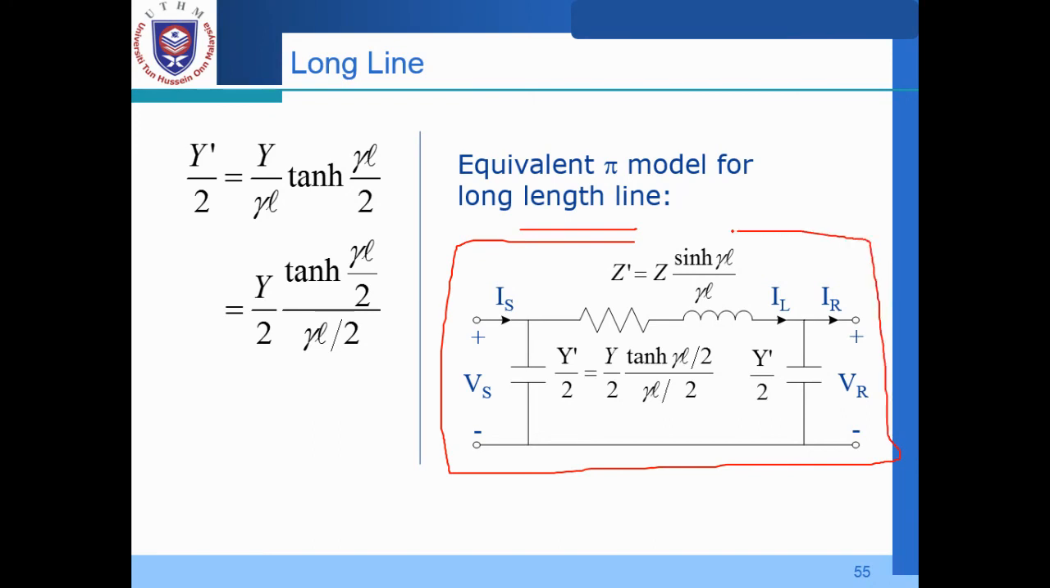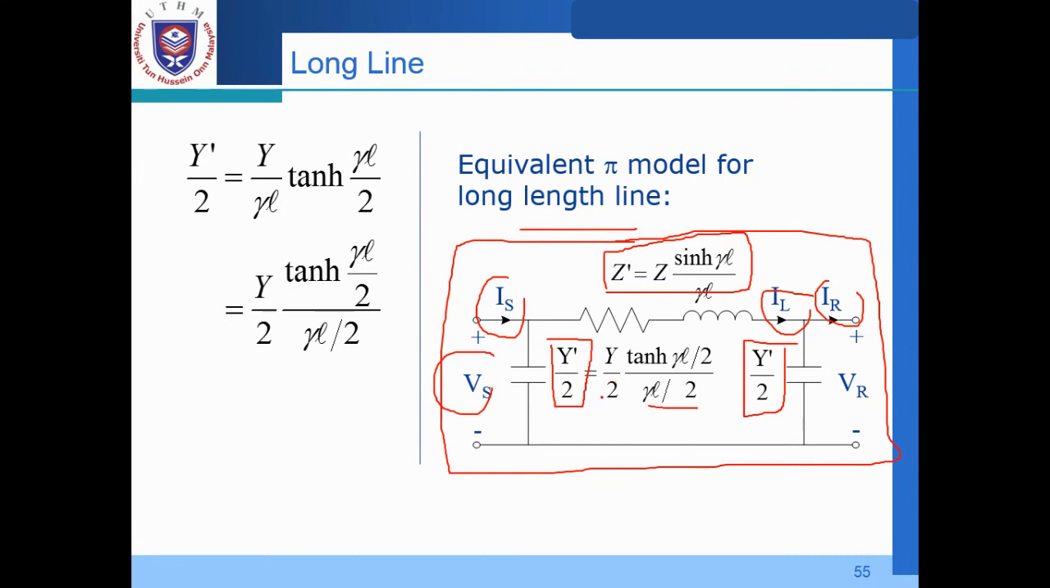represented by this diagram. We still have the VS, IS. This is the new Z, or Z prime, over here for the long line. We still have IL, IR. This is Y prime over 2, and this is Y prime over 2. We have the shunt capacitance over here, which is the conductance value. So this is equal to Y hyperbolic tangent omega L over 2, over omega L over 2. This is actually from this derivation, so this is Y prime over 2.